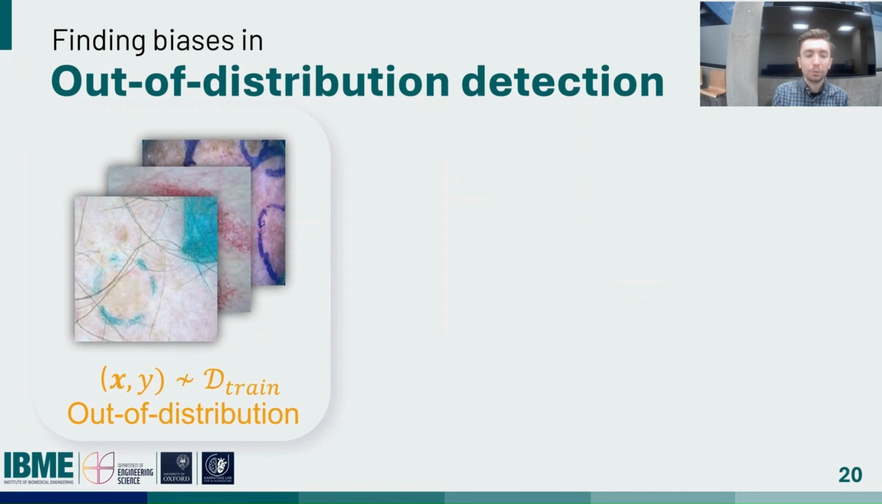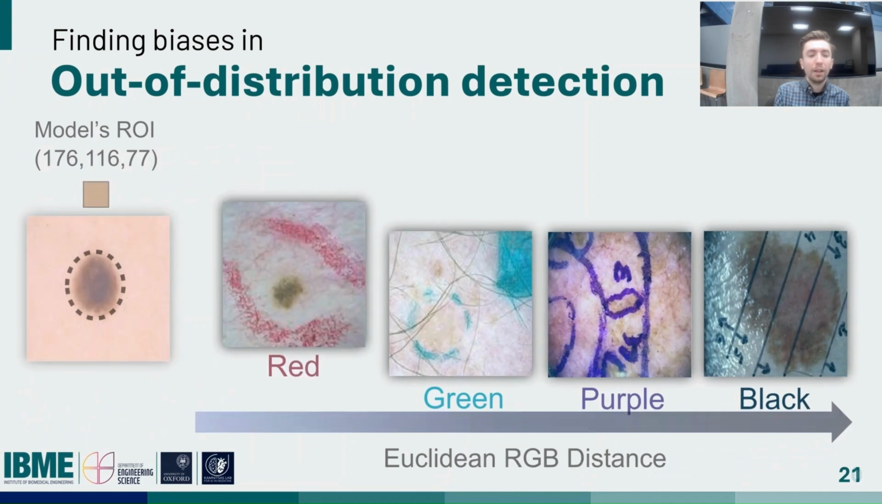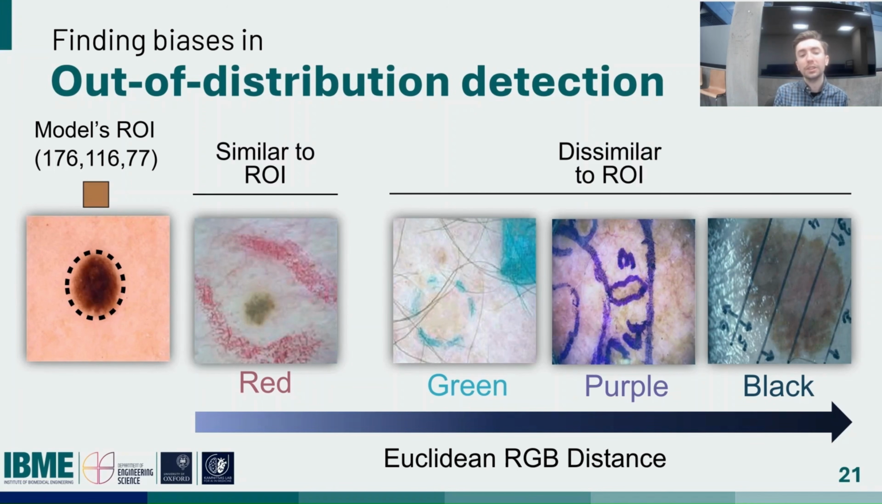Then for our bias, what we did is we separated our OOD dataset by color. So we had our ink artifacts, a dataset we showed earlier. I'm going to separate it into just the red ink images, just the green ink images, purple and black. We can measure the Euclidean RGB distance between the model's region of interest and these artifacts. We can separate it into images which have a similar color to the model's region of interest and dissimilar color to the model's region of interest.